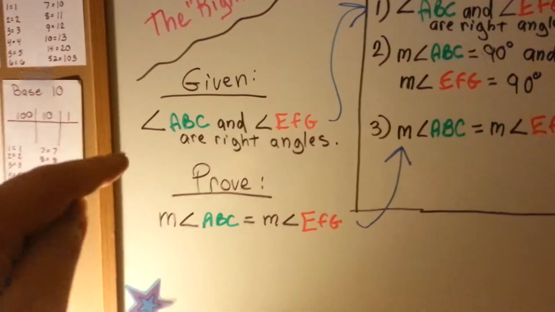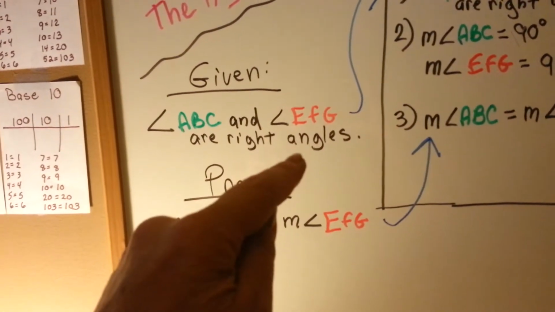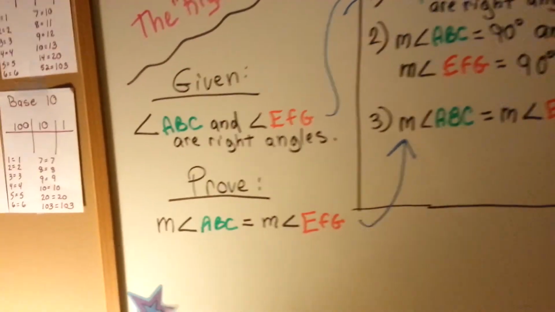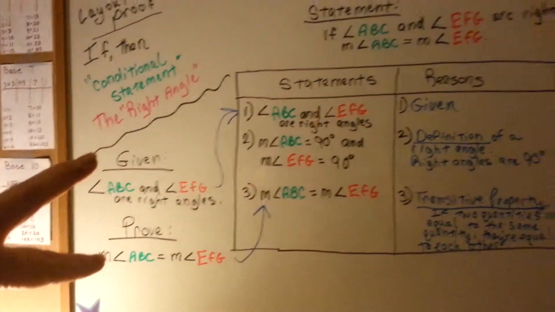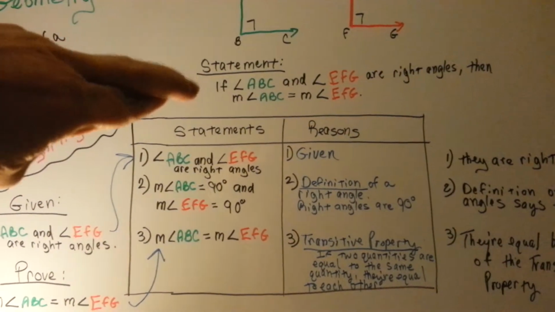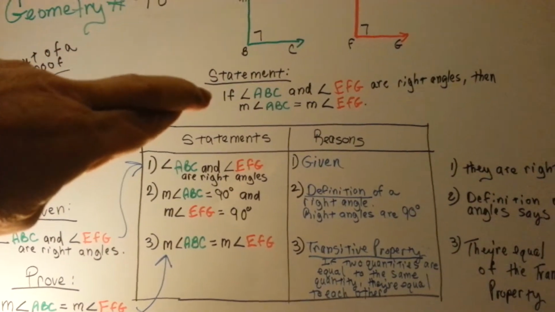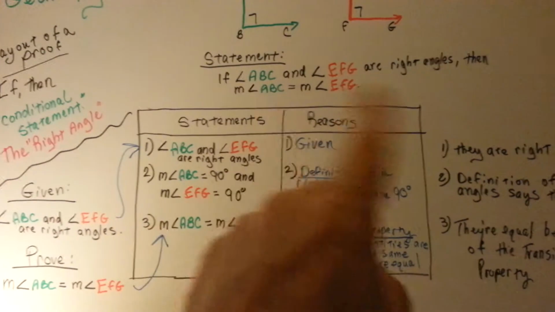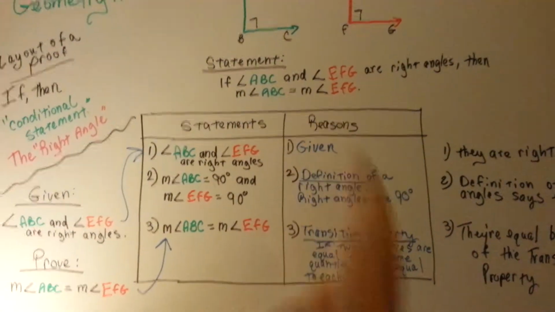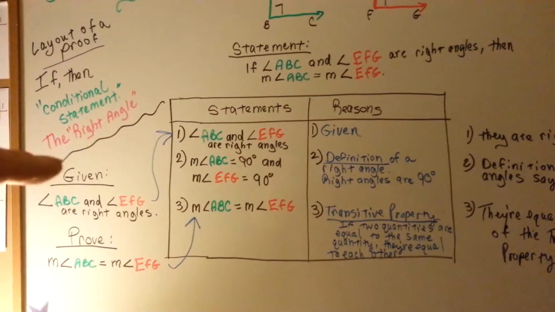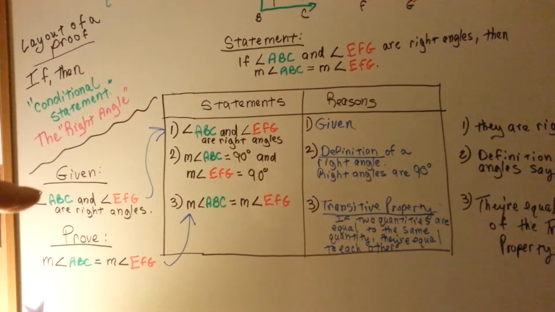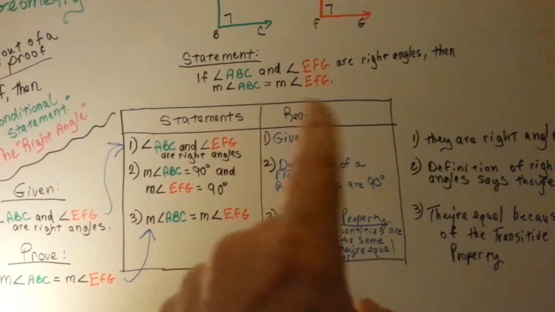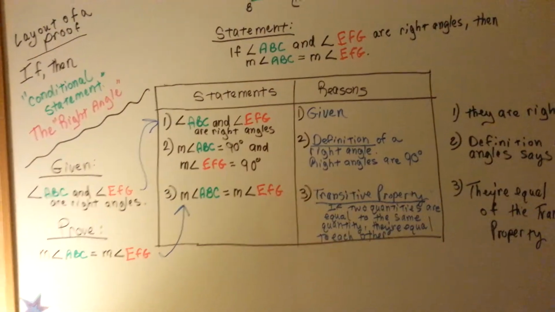The given is that angle ABC and EFG are right angles. Okay, and we need to prove that the measure of ABC is equal to the measure of EFG. Now, if you look at the given and the proof, that's in the statement. A lot of times they don't have the statement. As I said a couple videos ago, you can make the statement from the given and the proof. So if you ever have math homework or a math test or anything that says to make the statement, well, this is the if part, the given, and this is the then part. See how it says if such and such, then such and such? That's the if, that's the then, okay?